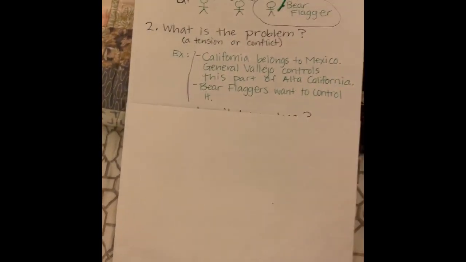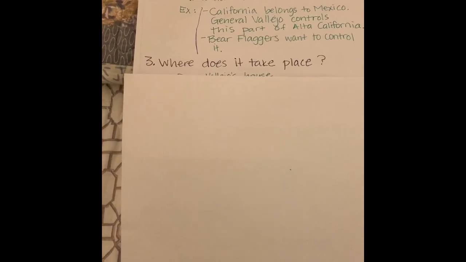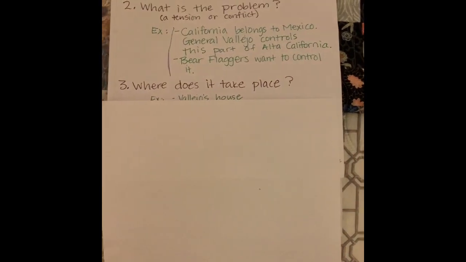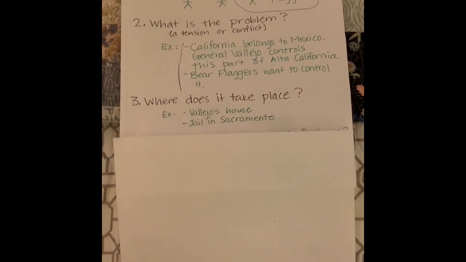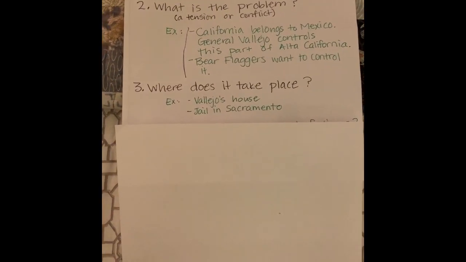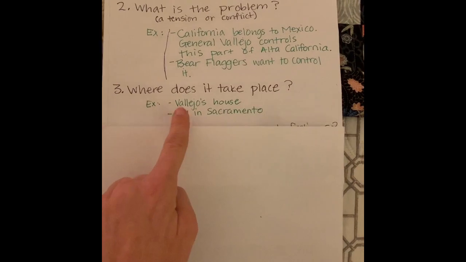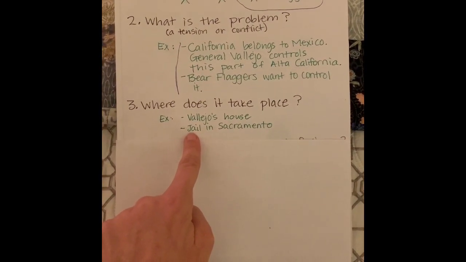Now, I've got my P for person. I've got my P for problem. And then I have my third P for place. I need a setting. So my setting is going to be Vallejo's house. Well, actually, I'm going to give myself a choice. I'm going to either choose Vallejo's house, or the jail in Sacramento where the bear flaggers later take him.